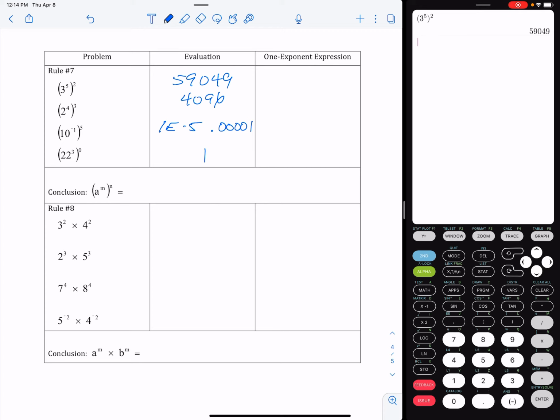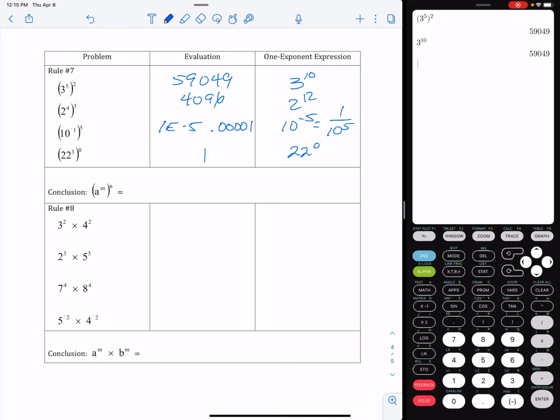Now, what did you come up with for your one exponent expression? I'm hoping you found out that you keep the base and you multiply your exponents. So this would be 3 to the 10th. If we type that in, you get the same answer. So 2 to the 4th to the 3rd would be 2 to the 12th. 10 to the negative 1 to the 5 would give you 10 to the negative 5, which turns out to be 1 over 10 to the 5th power, because you're not going to be allowed to leave an exponent as a negative unless I ask you to do so. And the last one, 22 to the 3rd to the 0th, will just be 22 to the 0th when you multiply them together.